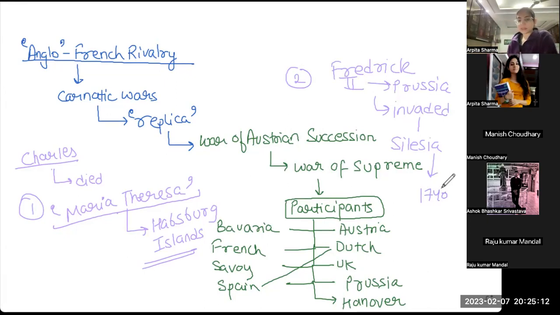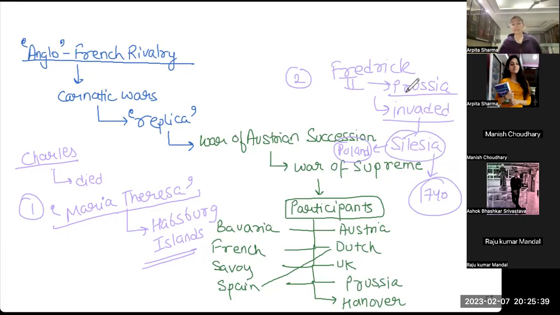Yes, to loot a country. Silesia basically is in Poland. It is a part of Poland. So Frederick II, king of Prussia, invaded, you can say illegally attacked and started looting Silesia, which was a part of Poland, in 1740. He was infringing on the territory of Silesia. So some countries who were supporting Silesia stood against Frederick II. Some countries who were supporting Frederick II supported him. So this is the second reason why the War of Austrian Succession took place.